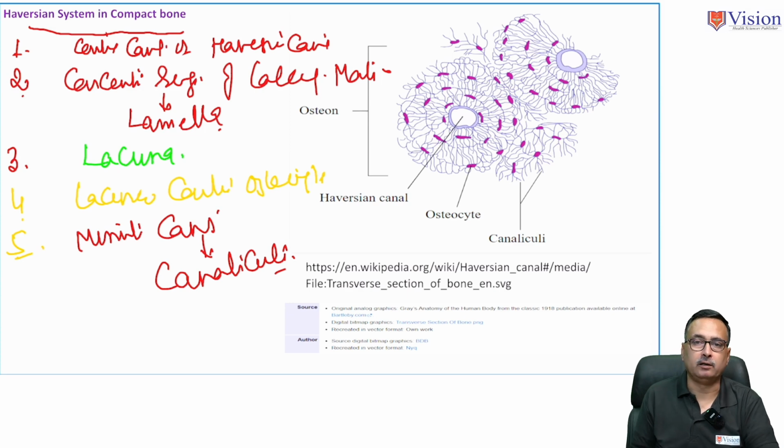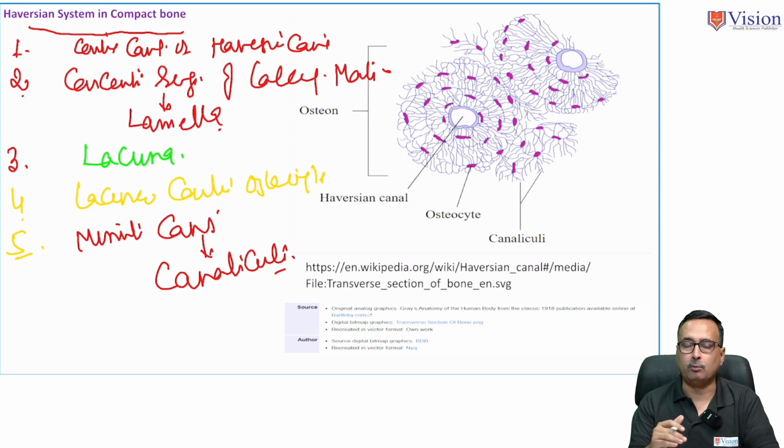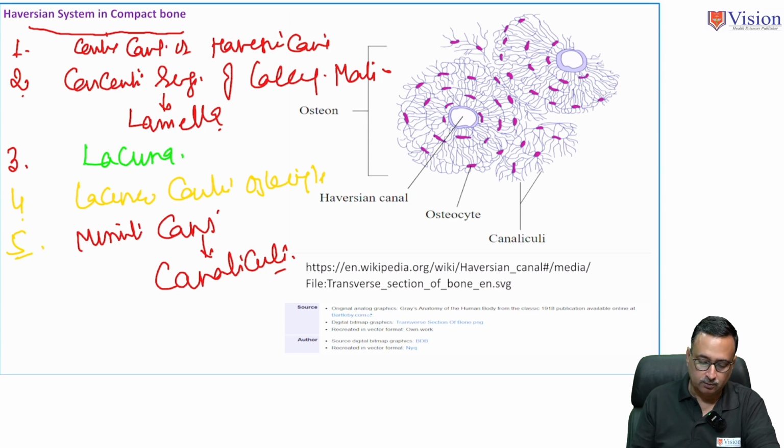These canaliculi arise from one lacuna and they communicate with the next lacuna. In this way, there is a network of connection between different lacunae in the compact bone. This interconnection in the compact bone helps to transmit blood circulation and nutrients. So these are the features of the Haversian system. So I will try and explain with the help of a diagram.